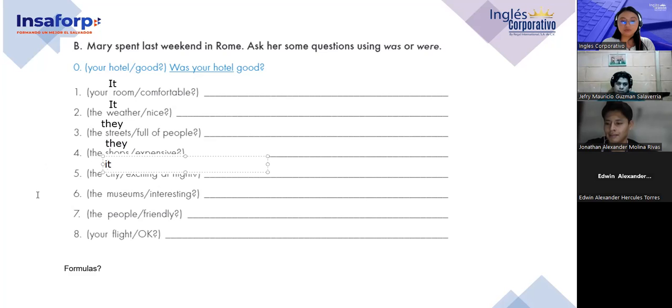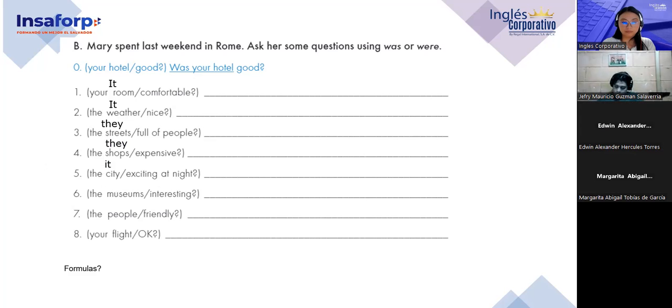In number seven, the museums. They. Right, the people. They. No, ¿verdad? They. ¿Cuál es la forma singular de people? Person. Person, okay, so people is plural. They. Your flight in number eight. It. It, muy bien, porque es un vuelo nada más. Ok, entonces ya sé distinguir al sujeto. Perfect, checked. Ya sé sustituir un nombre por un pronombre, ok?